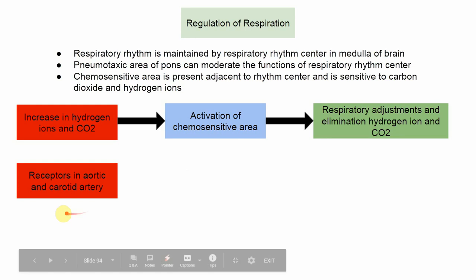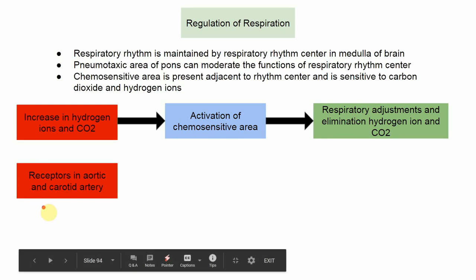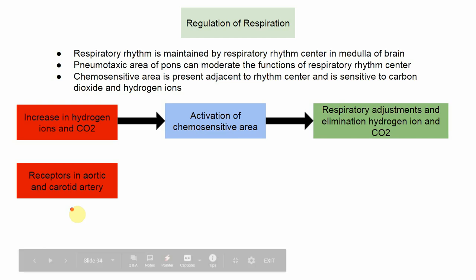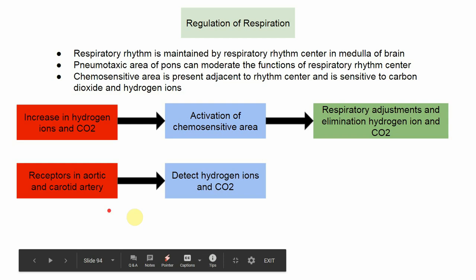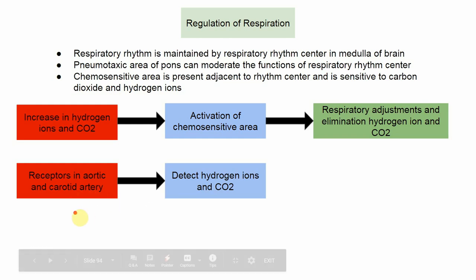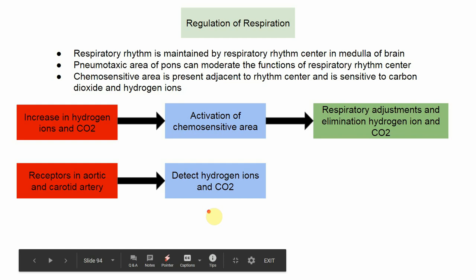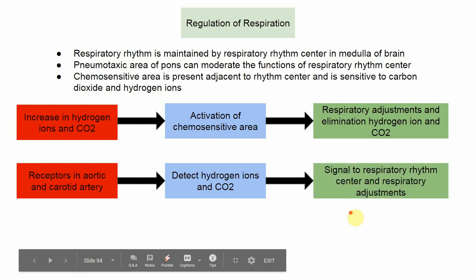You also see that there are some chemoreceptors present in the aortic arch and also the carotid arteries. Remember, carotid arteries are the ones that supply oxygenated blood to the brain. The receptors in the aortic arch and the carotid arteries can also detect the hydrogen ion concentration and the CO2 concentration. A signal is then sent to the respiratory rhythm center, and the necessary respiratory adjustments are done. In this way, respiration is regulated.